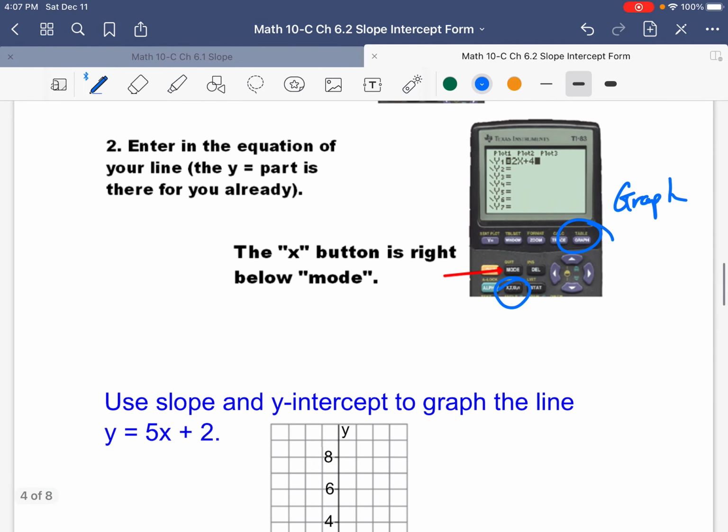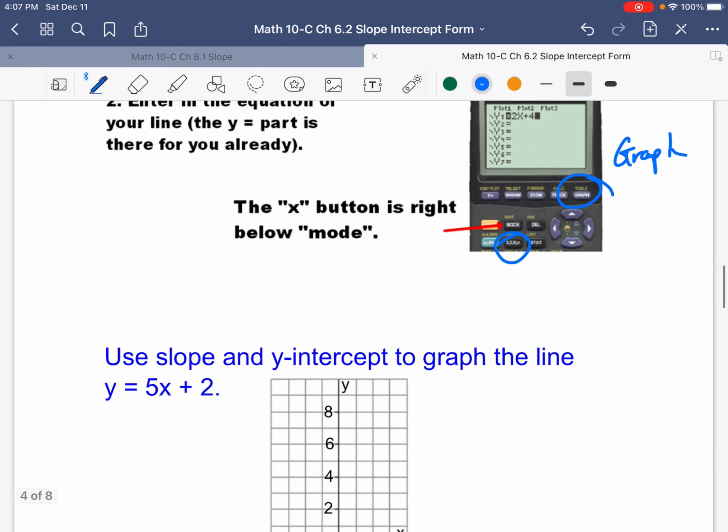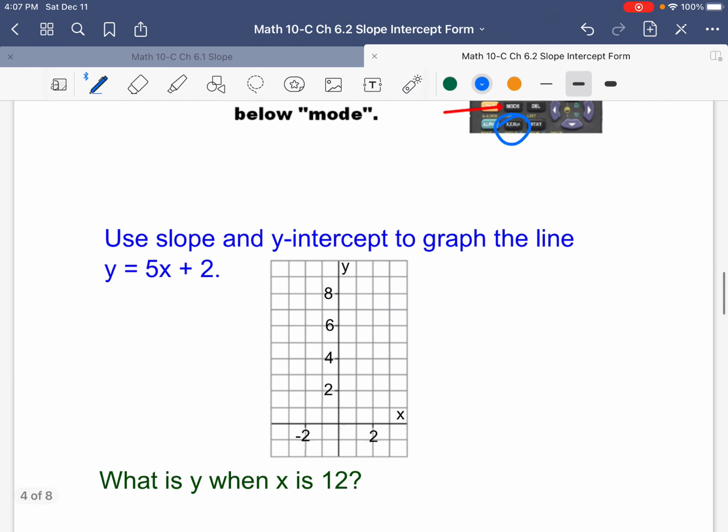So, go y equals 5x plus 2 and hit graph. And you should get a line that looks like this. It will start at plus 2 and go up 1, 2, 3, 4, 5, over 1. So it should go like that.